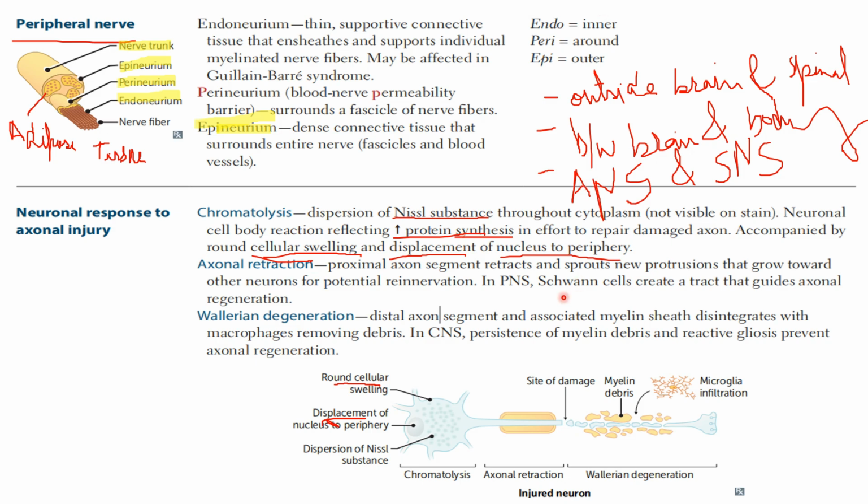Now in the CNS, what happens is there is a persistence of myelin debris, and reactive gliosis prevents axonal regeneration. What they are trying to say here is that this myelin debris is going to act as a physical barrier for axonal regeneration, making it difficult for the axon to regenerate.